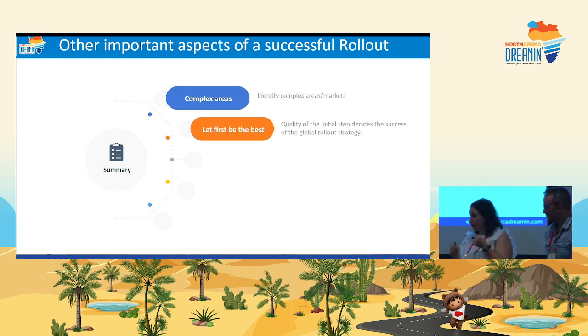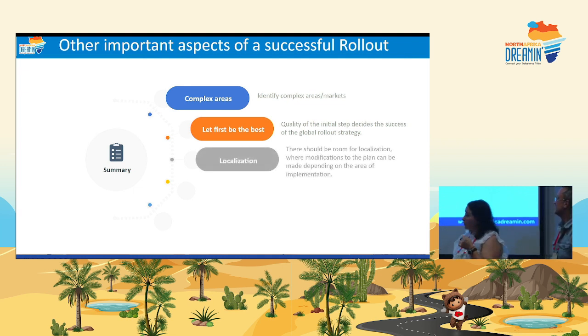But when you do it the first time, make sure it's good, because otherwise when you try to go to the other markets, they'll say, that was a disaster, I don't want to go in there. So really make sure that the first one you do is amazing. The rest can be a bit delayed, but the first one should be amazing. The third tip is that localization is very important.